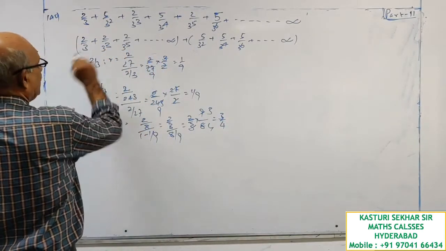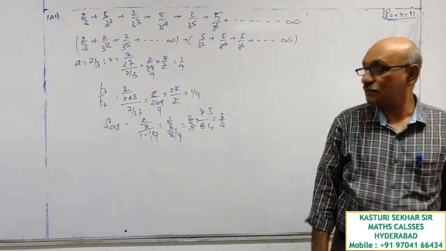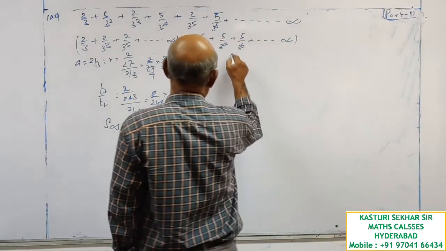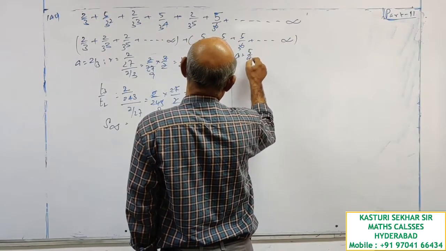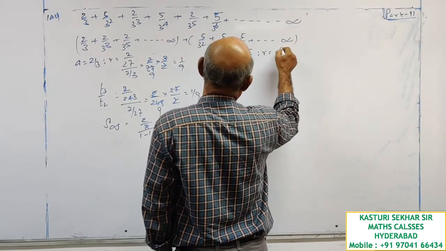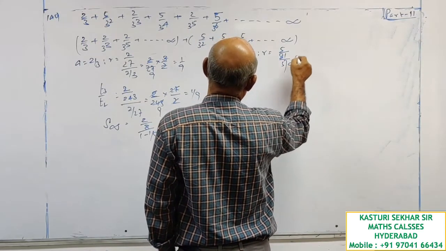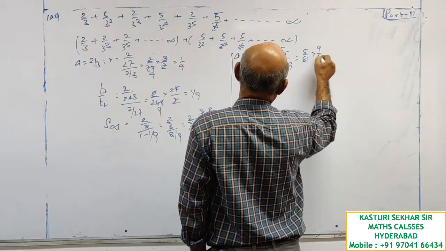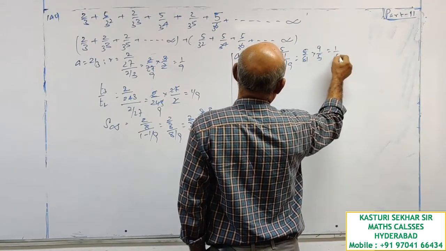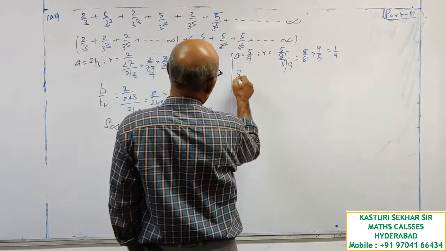The simplified value of the terms in the first bracket is 3 by 4. Let's go to the second one. A is equal to 5 by 9. R is equal to 5 by 81 divided by 5 by 9, that is 5 by 81 into 9 by 5, 1 by 9. Similarly, you can check T2 by T1 also.